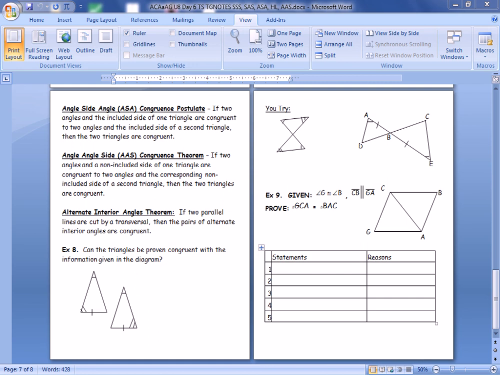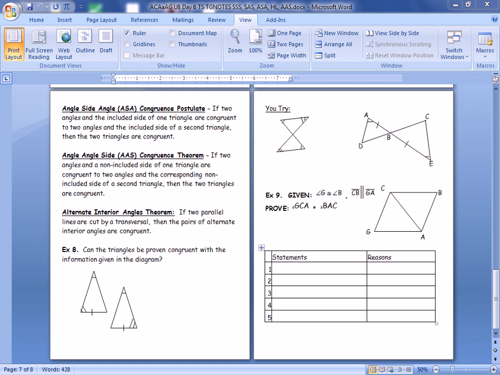Today we're going to continue with our congruence postulates and theorems. Yesterday we talked about side, side, side, side, angle, side, and we introduced hypotenuse, leg. I'm going to go over angle, side, angle, and angle, angle, side today, and then I'm going to go back into the video and talk about hypotenuse, leg for 5th period.